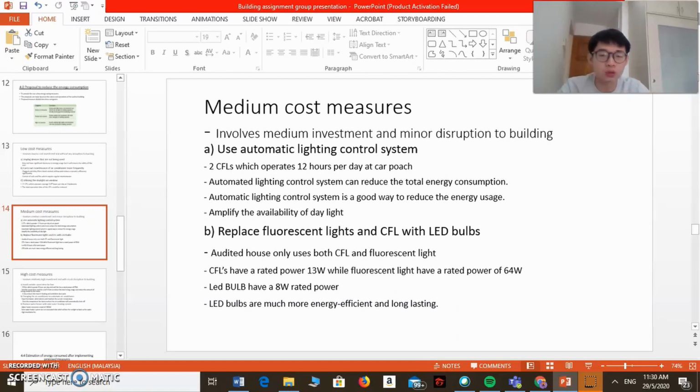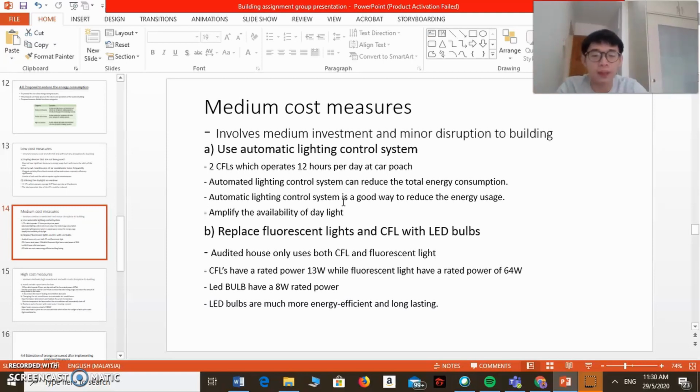Automatic lighting control system can reduce the total energy consumption and is a good way to reduce energy usage. Automatic lighting control system can amplify the availability of the daylight by turning off the light whenever there's sunlight. So basically, with an automatic lighting control system, the lights will automatically turn off whenever there's sunlight available and turn on whenever there's no sunlight, like during the evening or at night.